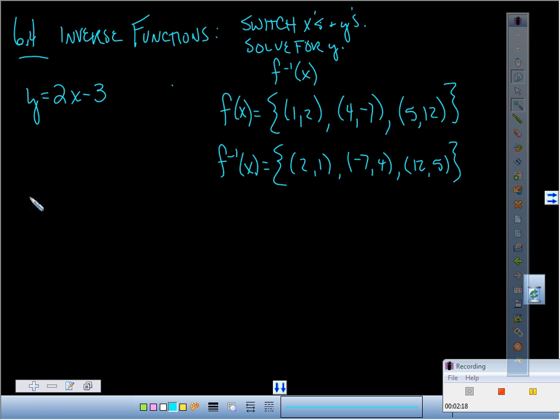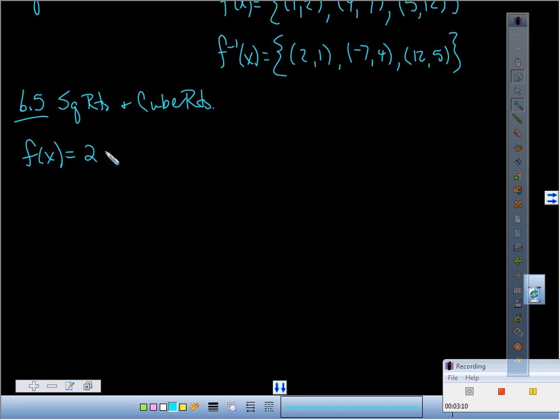Okay, so what about this, 6.5? 6.5 was square root and cube root. Okay, we just did this yesterday. All right, so what if I give you this equation? F of x is equal to 2 times the square root of x minus 3 plus 1. Okay? What if I said, hey, what's the domain of this function? Could you find it? What would you do?